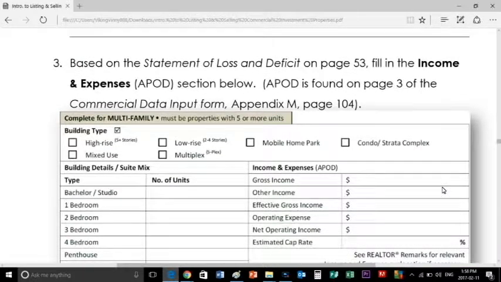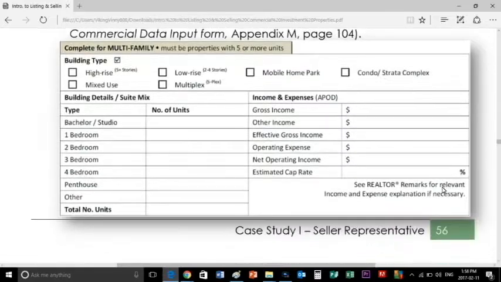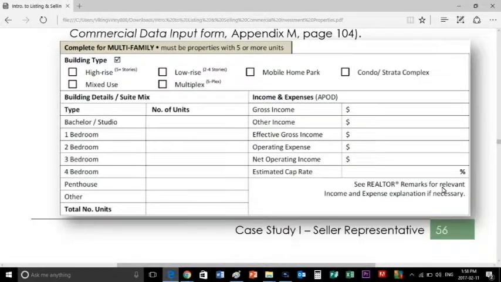So 3, based on the statement of loss and deficit on page 53, fill in the income and expenses APOD section below. APOD is found on page 3 of the commercial data input form, Appendix M, page 104. So you can see this sheet here. Complete for multifamily, must be properties with 5 or more units.